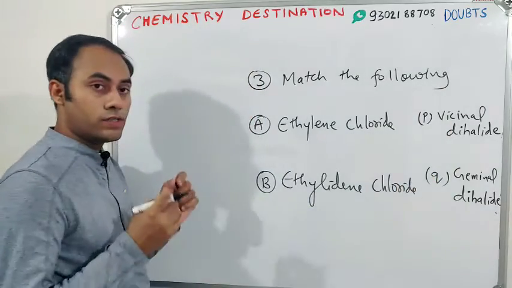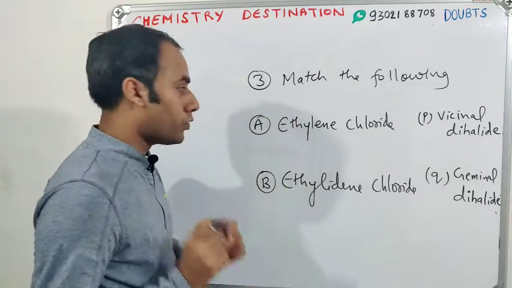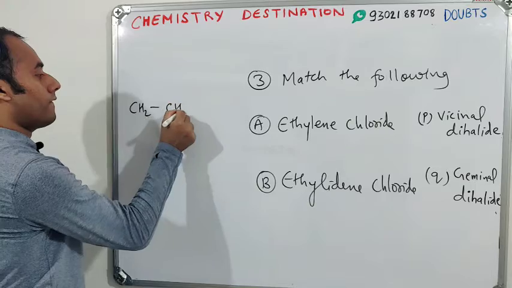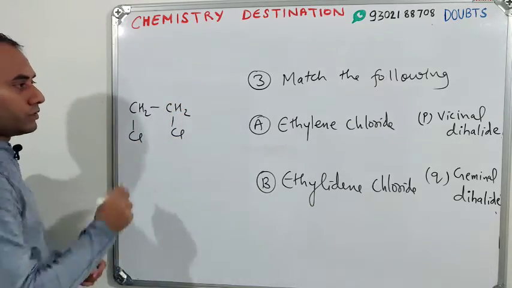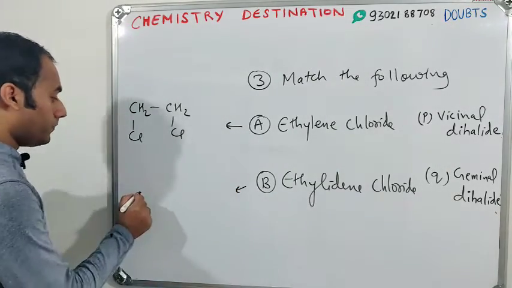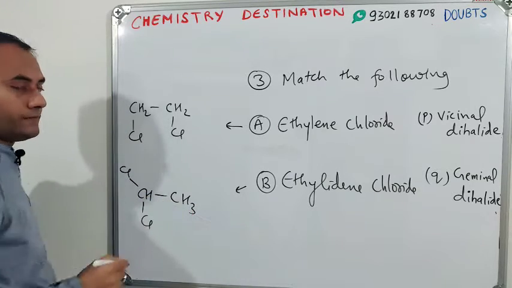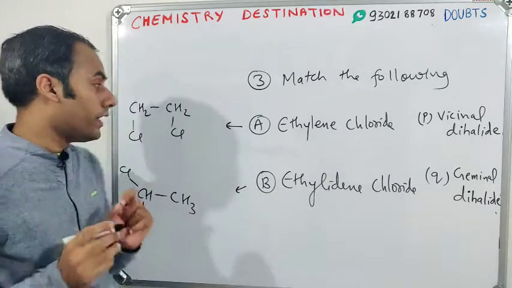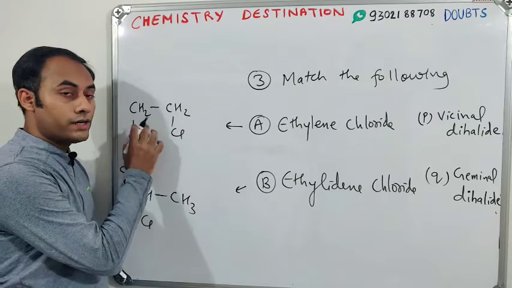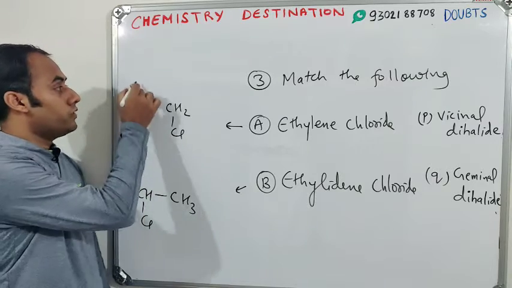Firstly we will try to draw the structure of ethylene chloride and ethylidene chloride. So this is ethylene chloride, and ethylidene chloride is CHCl2 and CH3. Now remember, whenever two groups, like in this case halogen atoms, are present on adjacent carbon atoms, we call such compounds vicinal compounds.